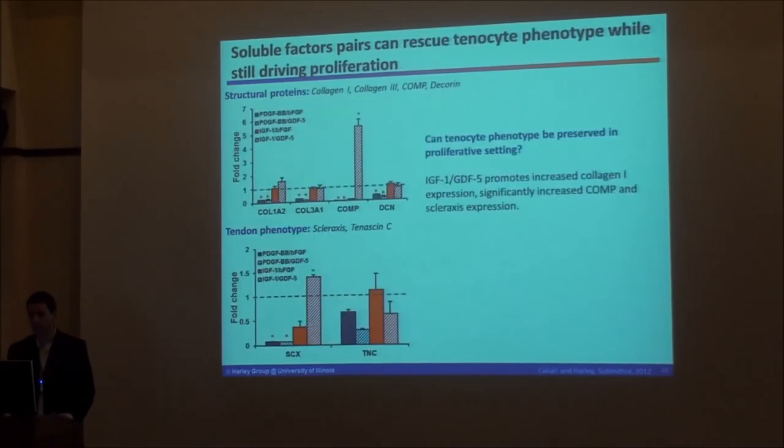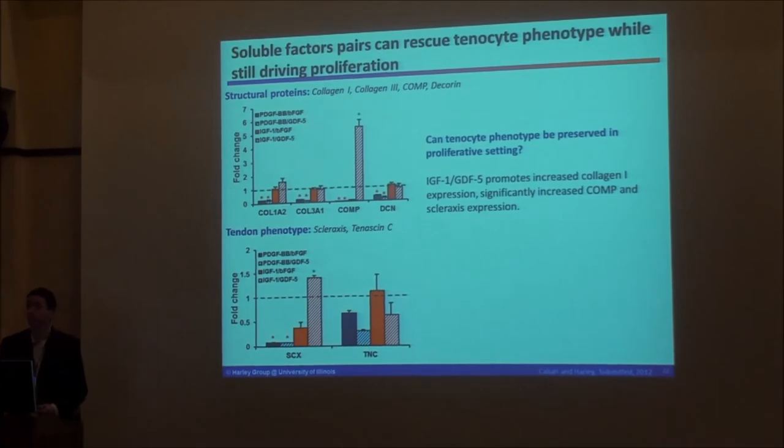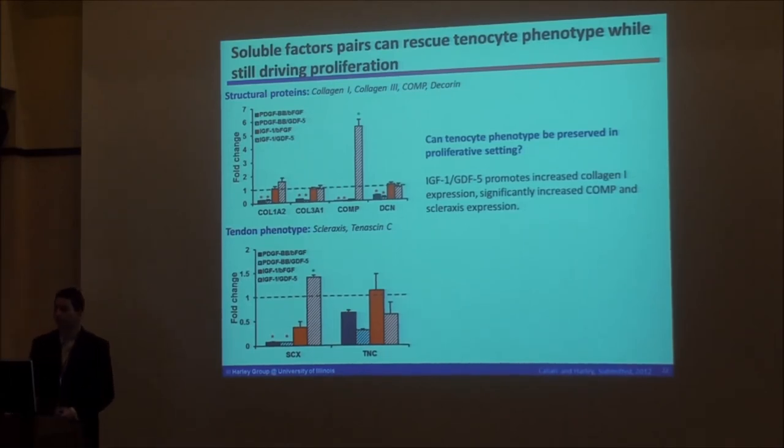And when we looked at the gene expression results, that made a lot of sense because we saw an upregulation in type 1 collagen as well as significant upregulations in some of the other markers we're interested in, such as COMP and scleraxis. So it seems like that combination is really the best as far as promoting a tenogenic-like phenotype.